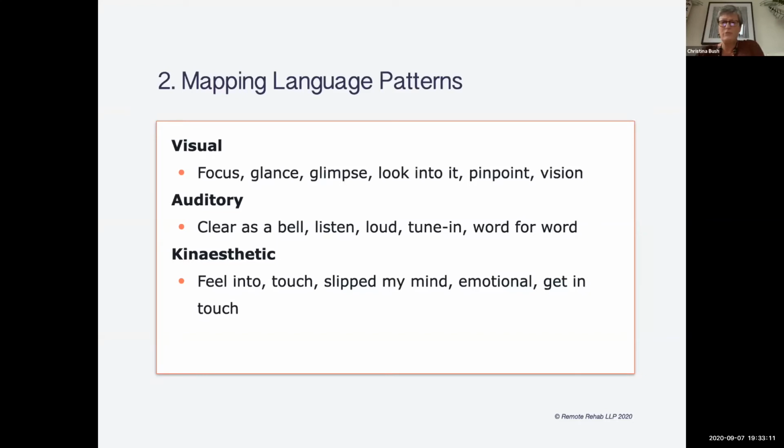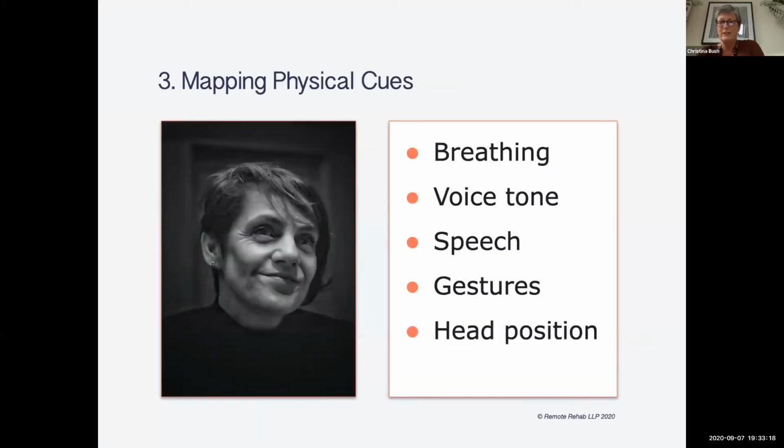The third way of finding out about our patients' learning, can you flip the slide please, Cara, is the physical cues. So breathing, voice tone, speech patterns, gestures and head positions. When somebody is accessing visual images, it's likely that they're going to move their head upwards and look at the image. And so their breathing changes from somebody who's looking down and into their feelings. So the breathing patterns change according to head position, but also according to accessing things.